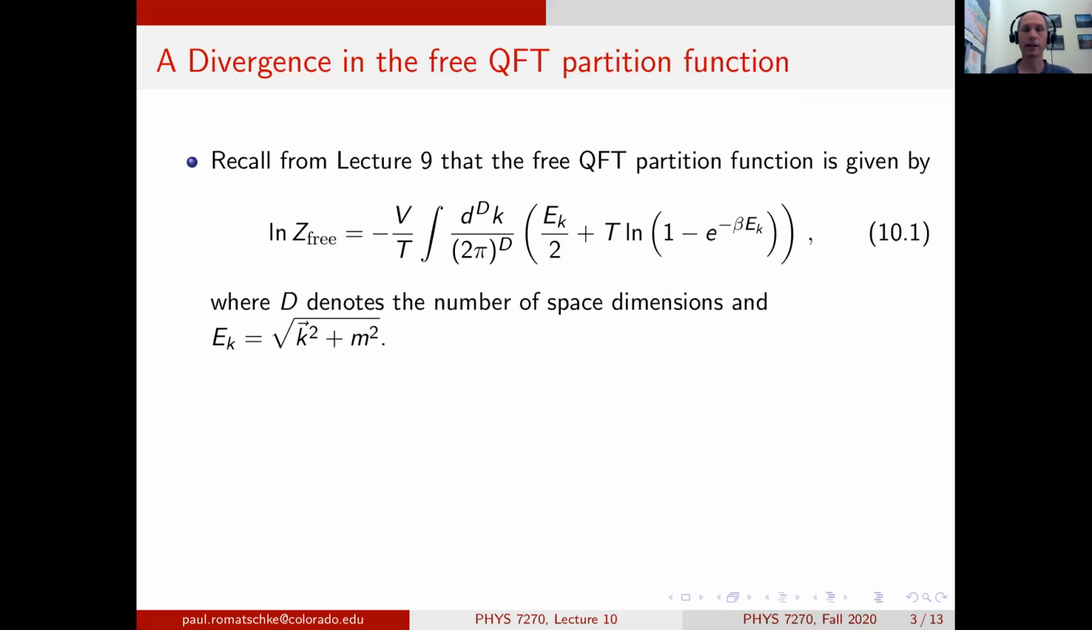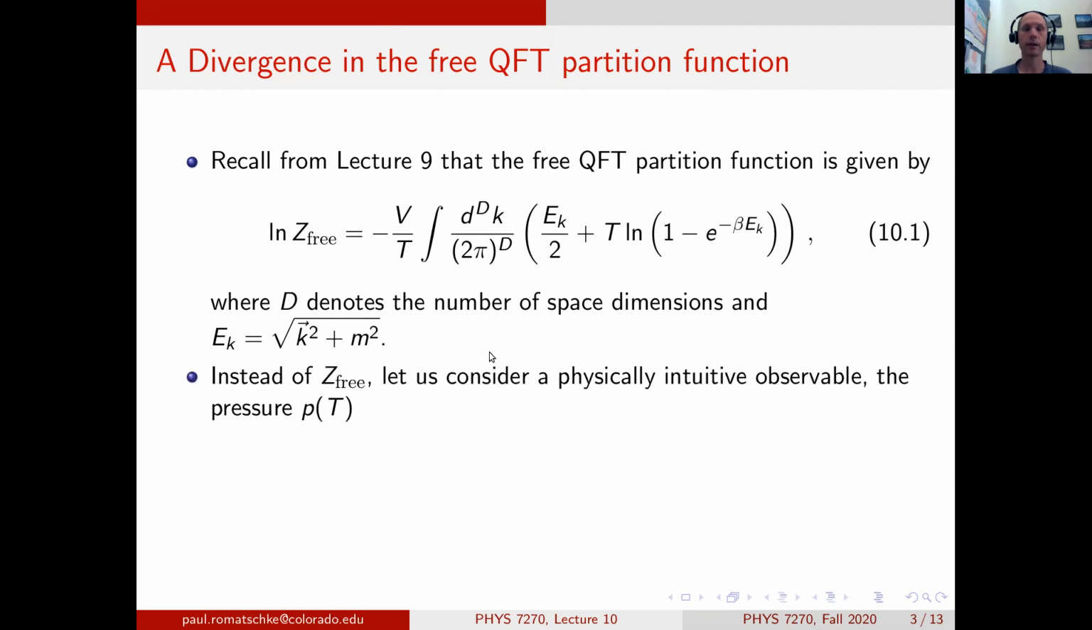First, recall from Lecture 9 that we found a result for the partition function for a free single scalar field in quantum field theory that was given by this expression here, where D denotes the number of space dimensions and E_k is just a shorthand notation for the square root of k squared plus m squared. While there's nothing wrong with the partition function itself, for the purpose of the current lecture, it is useful to consider a physically more intuitive observable, such as the pressure P as a function of temperature.